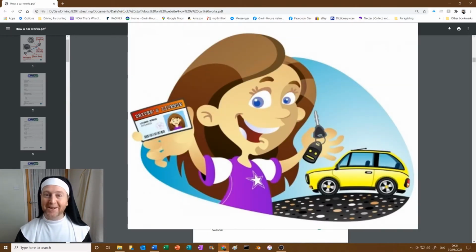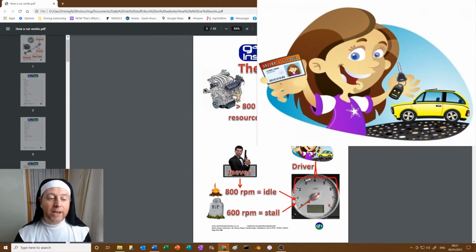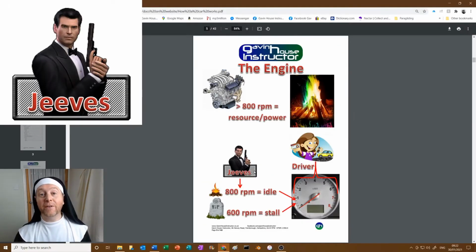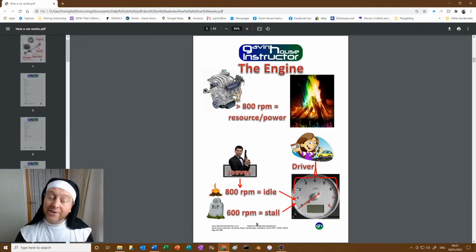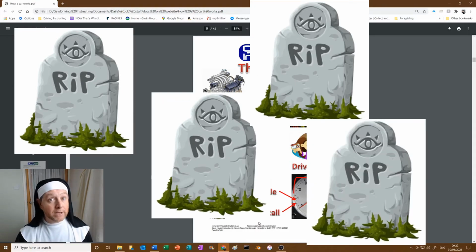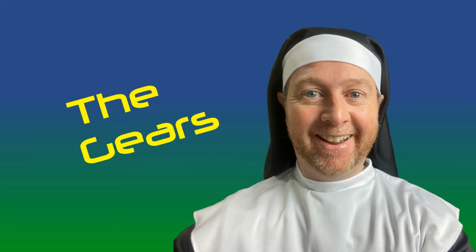So there I am with my license. So I push the accelerator and I create all the revs in this section here. If I take my foot off the accelerator, the revs will drop back down to 800 RPM, where Jeeves takes over and keeps the engine running for me. Jolly good, Jeeves. But if we get down to 600, then we stall the engine. That's basically the engine done.